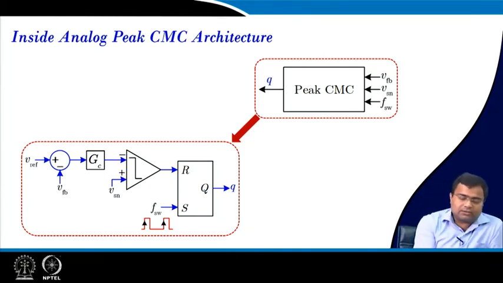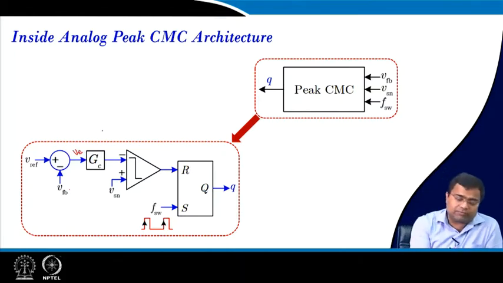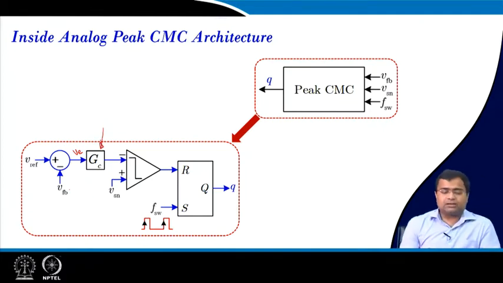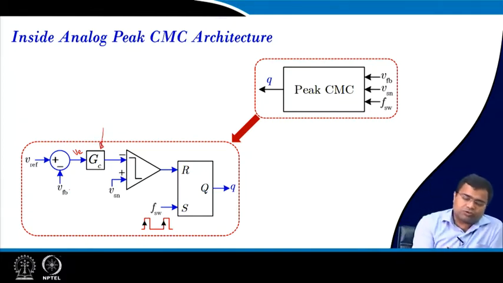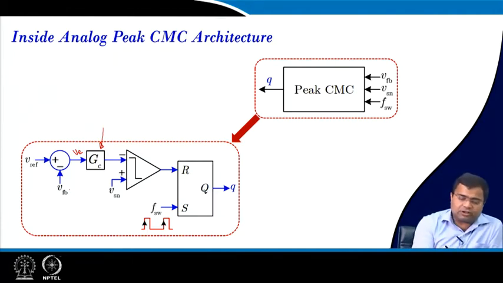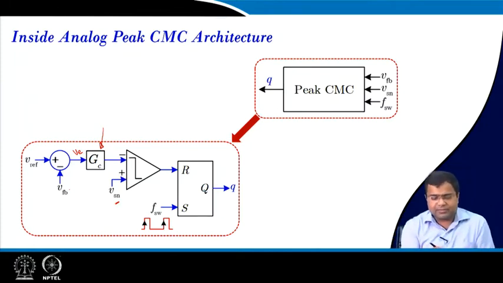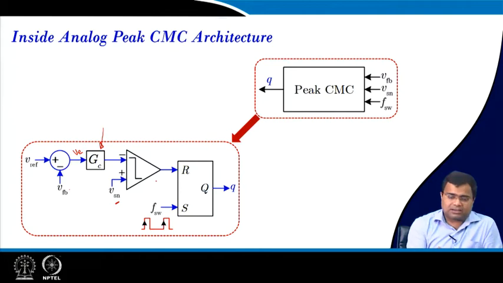Now, if we go inside the peak current mode controller, what is there? First the reference voltage is compared with the feedback voltage, and it generates the error voltage. Then there is a compensator, which is a voltage controller. The output of the voltage controller we generally call the peak current reference, or a voltage reference, because we are using a sense voltage which captures the inductor current waveform. It is then compared, and the output of the comparator goes to the latch circuit.